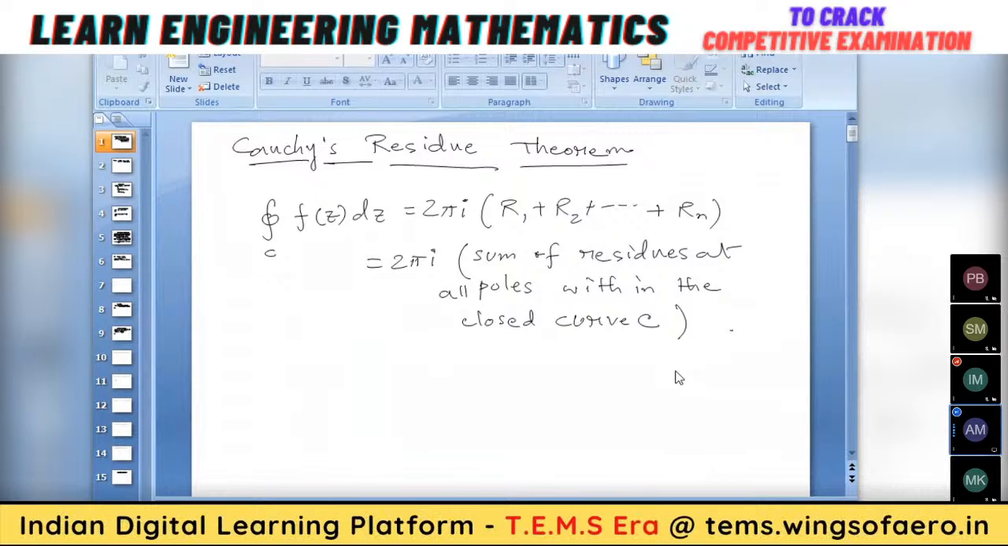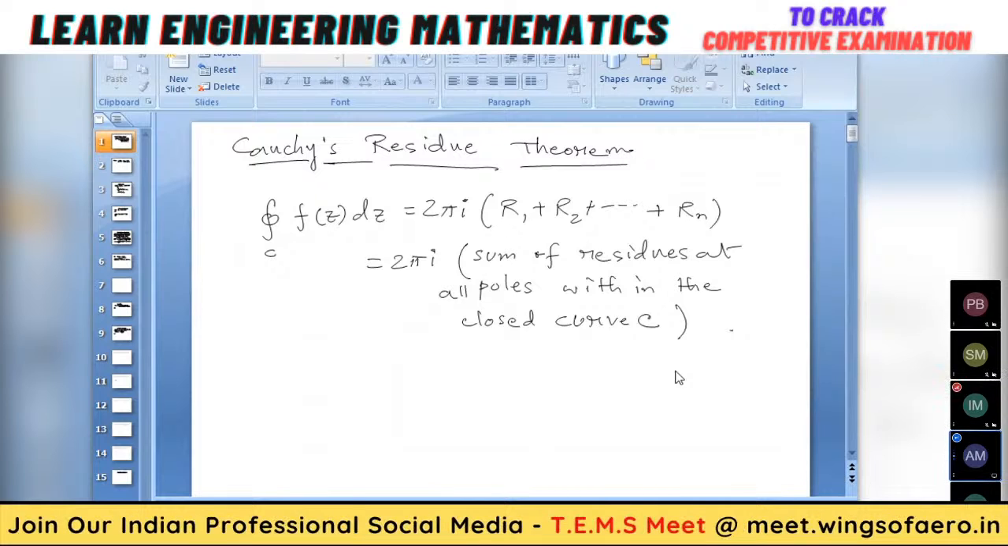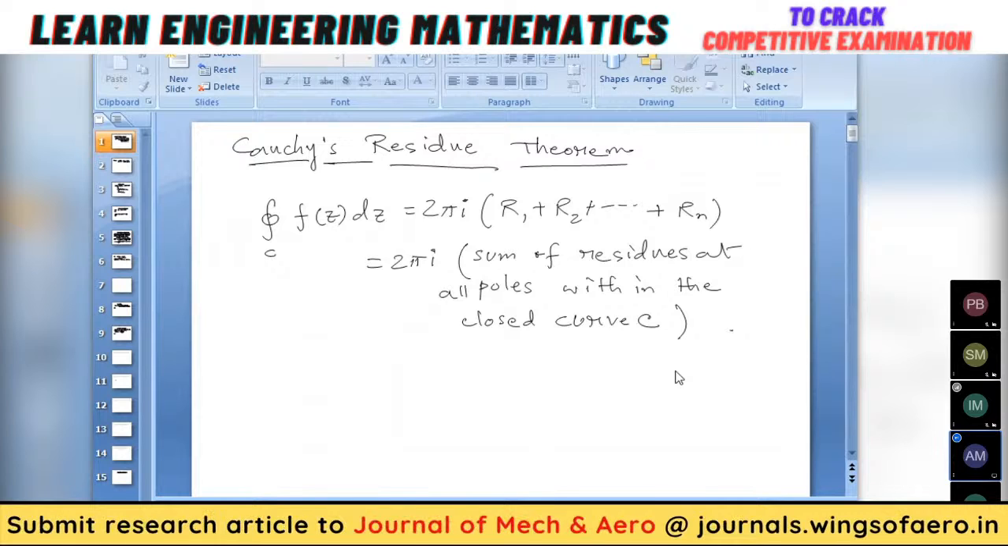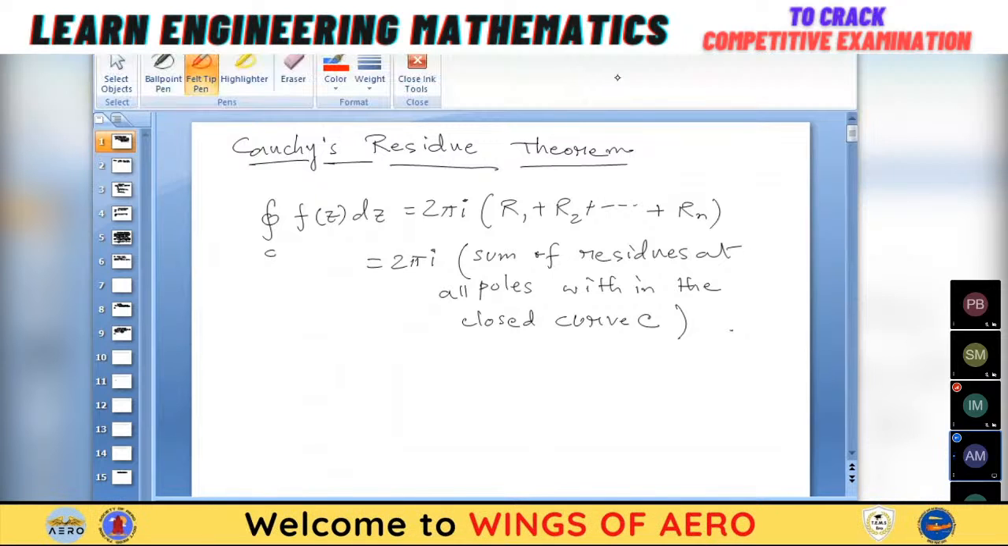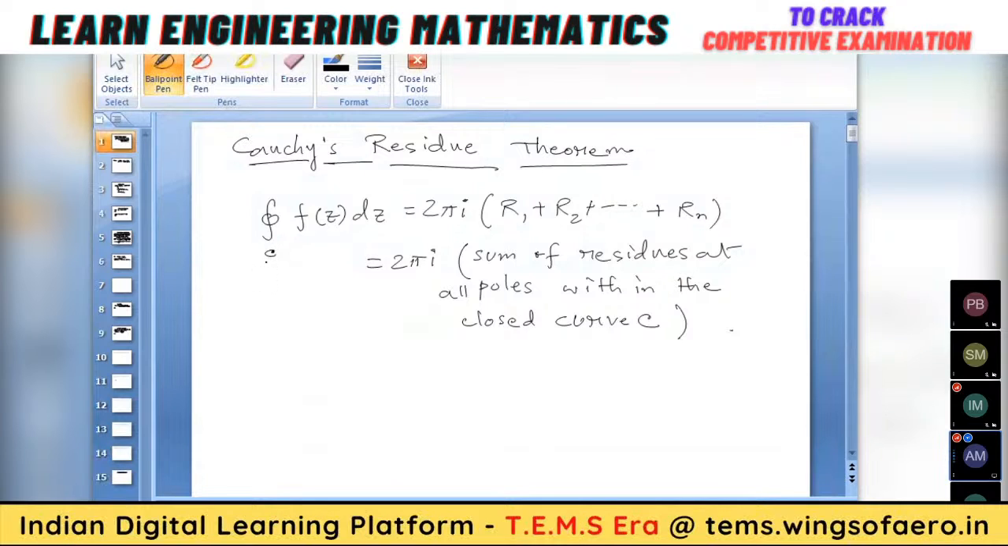Okay, so last day we are left with complex integration, and finding of poles and finding of residue have already been completed. I told you that if you want to find the complex integration, that is the integration of C, okay, what is C? C is a closed curve.